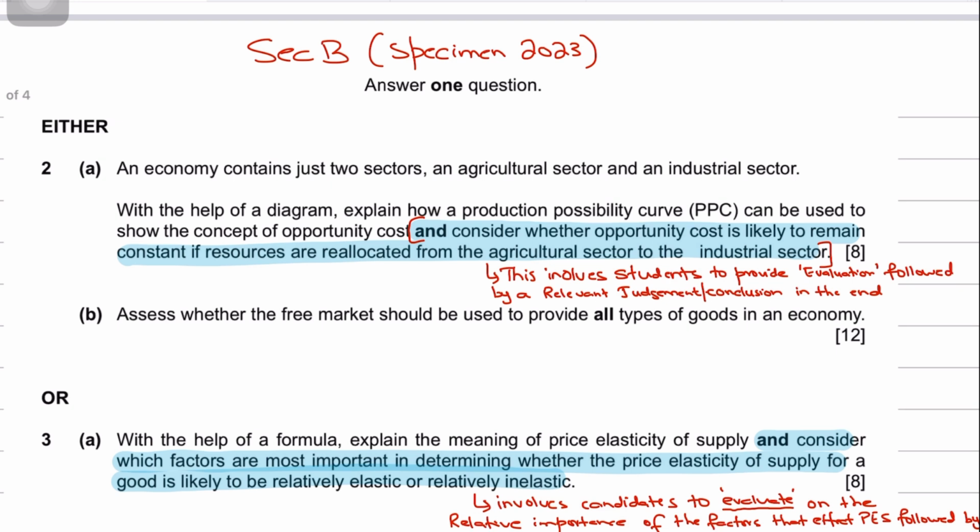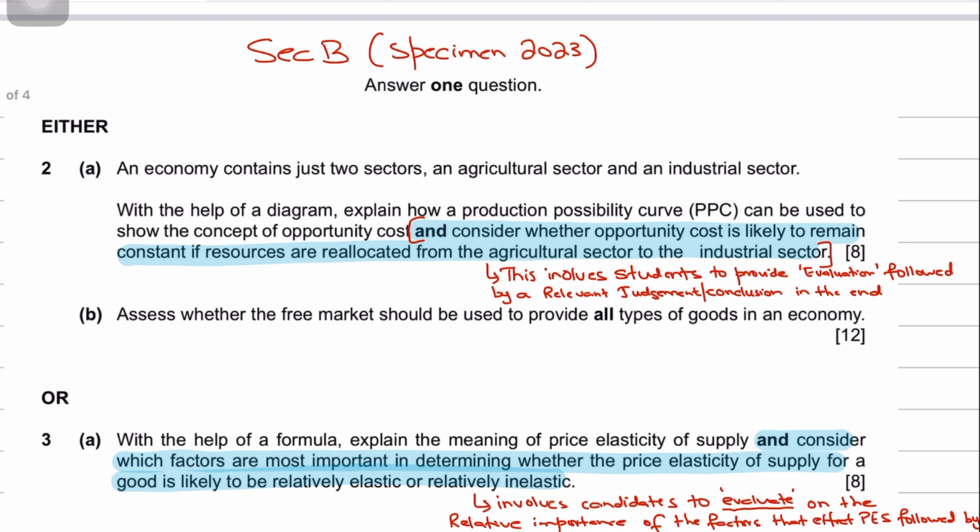So it says, with the help of a diagram, explain how a production possibility curve can be used to show the concept of opportunity cost. And then it says, and consider whether opportunity cost is likely to remain constant if resources are reallocated from agriculture to industrial. So 3 marks for analysis and 2 marks for evaluation, while 3 marks for knowledge and understanding.